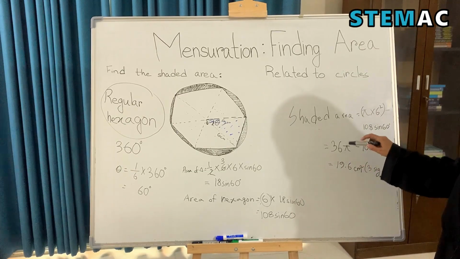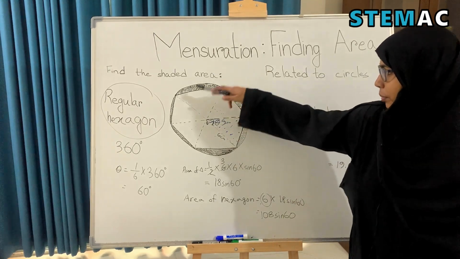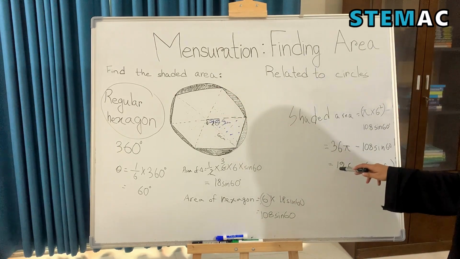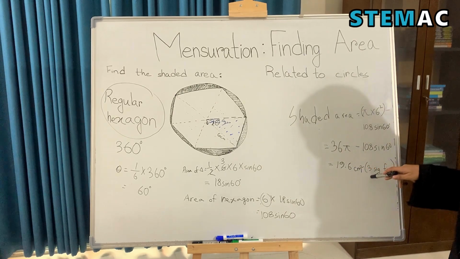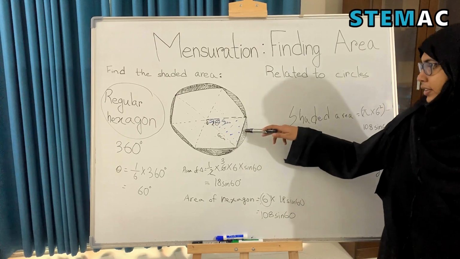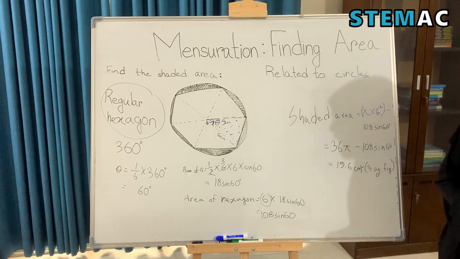If we remove the hexagon from this circle, this gives us area 19.6 centimeter square, and that is the shaded part included here. That is all for today.